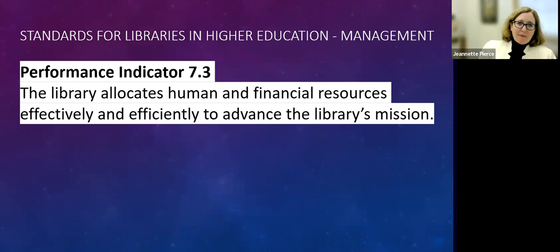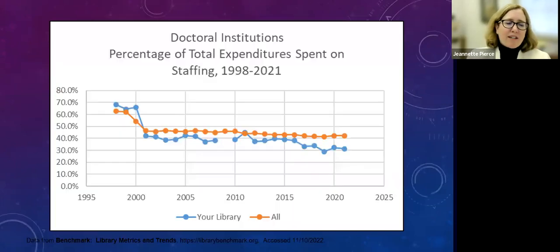A management principle: the library allocates human and financial resources effectively and efficiently to advance the library's mission. Another, how do we know we're allocating our human and financial resources effectively? Well, we have our service outputs, so we talk about those, but what do they mean? Where's the context for those? And again, the context is our peers. So we can look at a couple of tables that look at this.